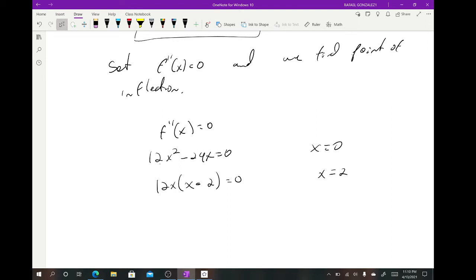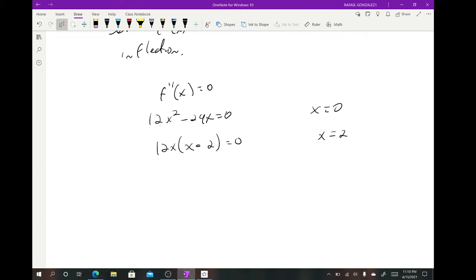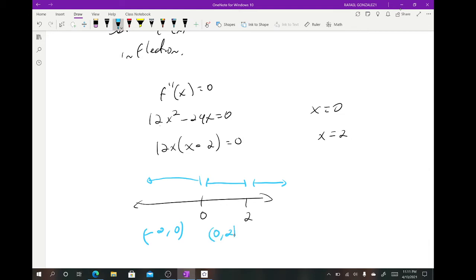So that means that we now have intervals for which to test in. Again, if it helps, always write it down like this, because I think it helps. One of the points of inflection happens at 0, the other one happens at 2. So the intervals that we're working with are to the left of 0, between 0 and 2, and to the right of 2. That is minus infinity to 0, 0 to 2, and 2 to infinity.